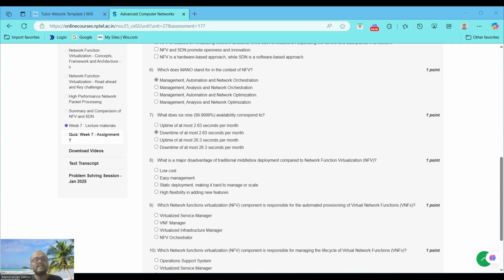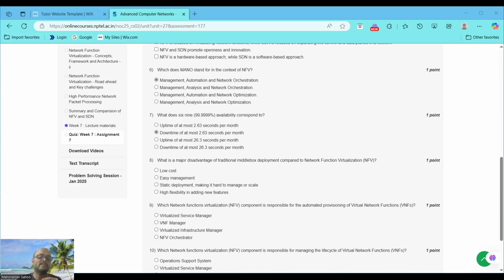Okay, so to compute the seconds in a month, a month contains 30 days: 30 days into 24 hours into 60 minutes into 60 seconds. That is 25 lakh 92,000 seconds in a month. So downtime is 1 minus 0.999999 into 25 lakh 92,000, which is 0.000001 into 25 lakh 92,000. That is nearly equal to 2.592 seconds. Got it? So B is the correct answer.